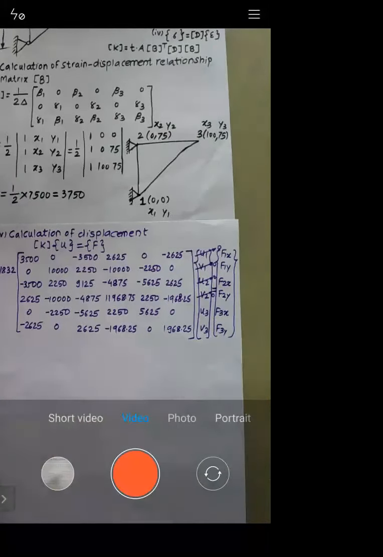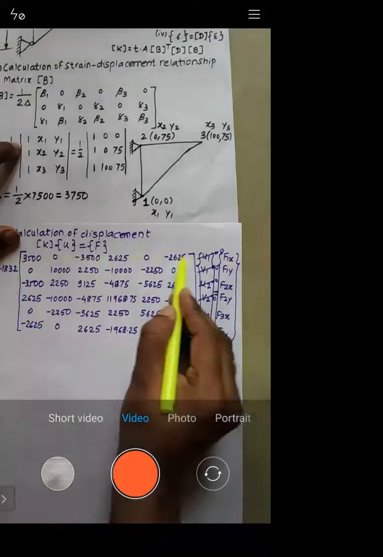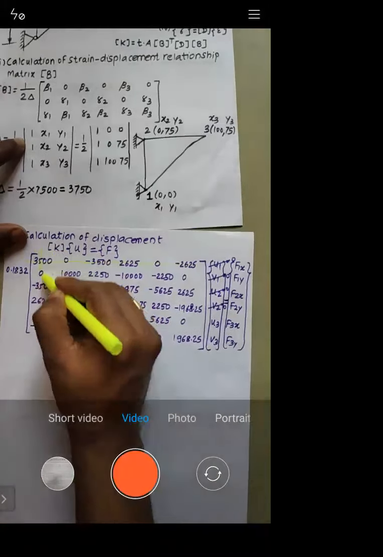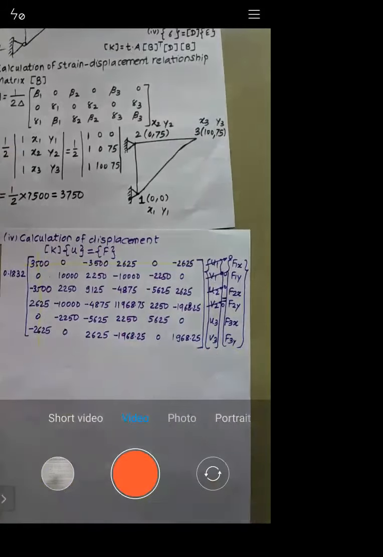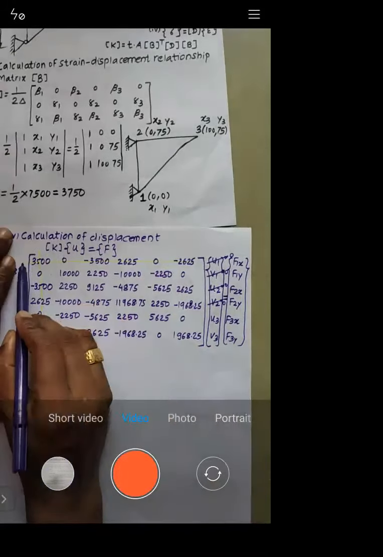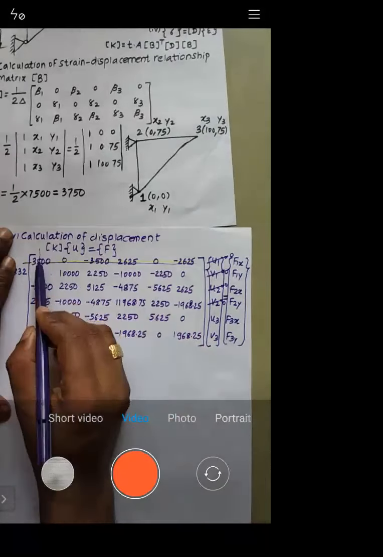So as U1 is 0, what happens is, see, this particular row and this particular column get cancelled, right? Is it okay? See, try to understand. When this U1 is 0, this row gets cancelled, this column gets cancelled.